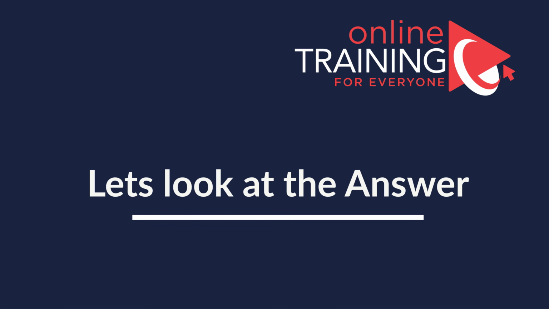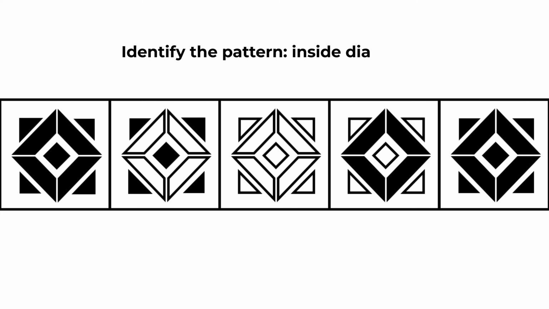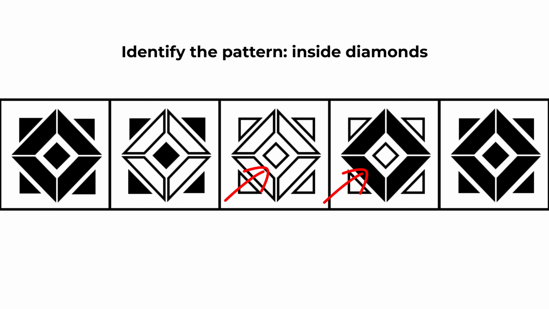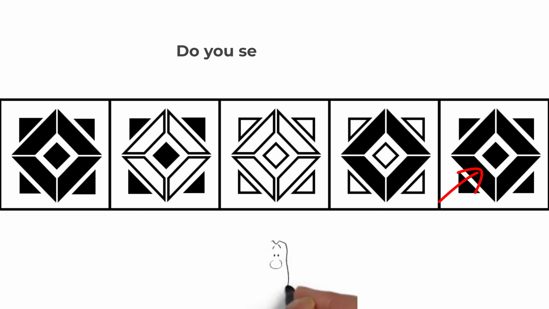Let me first explain the different shapes we see in the picture. Let's start with the inside diamond. You see that the inside small diamond changes colors. We have 2 black inside diamonds, then 2 white inside diamonds, and then the inside diamond in the shape 5 is also black. Do you see the pattern?